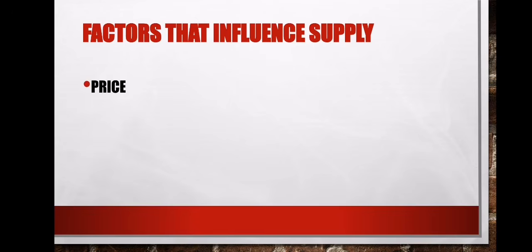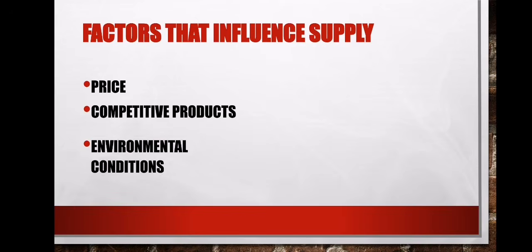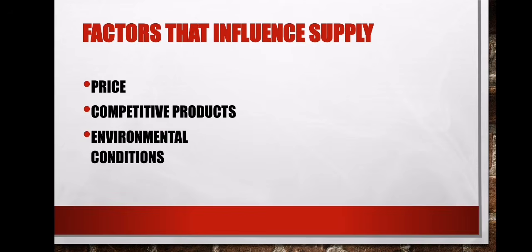Okay, fine. When we look at the factors that influence supply, one is the price itself. If the price is high, more goods will be supplied to the market. We can also talk about competitive products. If there is another product that is cheaper in the market, the farmer may decide to hold his products and not supply them to the market, because at the end of the day he will get a loss since there's another product that is cheaper at the market. So we say it's competitive products. We can also look at environmental conditions.